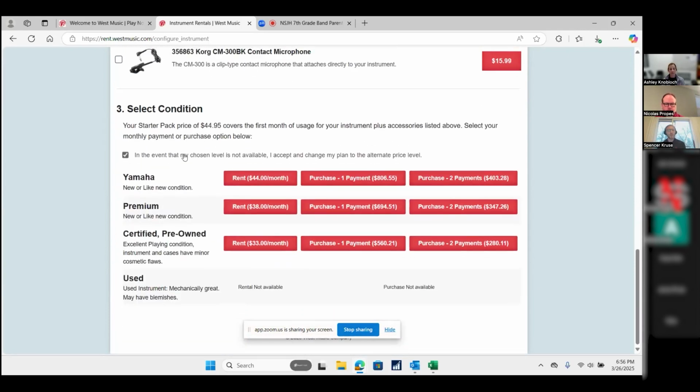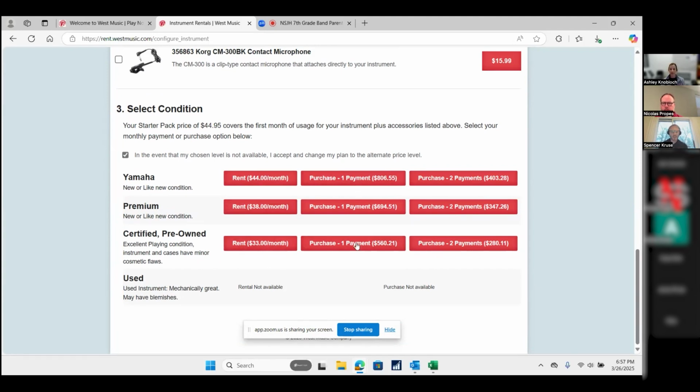Down below here, we have our different tiers of instruments that you can see. Yamaha is a name brand. It's a quality instrument. It just runs a little more expensive. Premium is going to be your new instruments, and certified pre-owned is going to be things that have come back to us. They play perfectly fine. We run them through our shop. They just are going to have some cosmetic issues to them because they've been played by students for a little bit. And you can see the different price points associated with that.